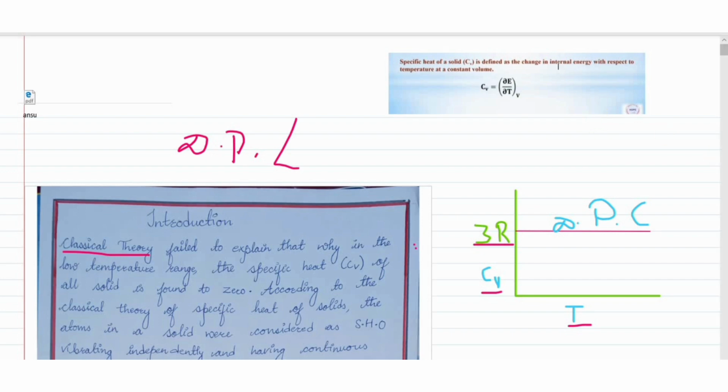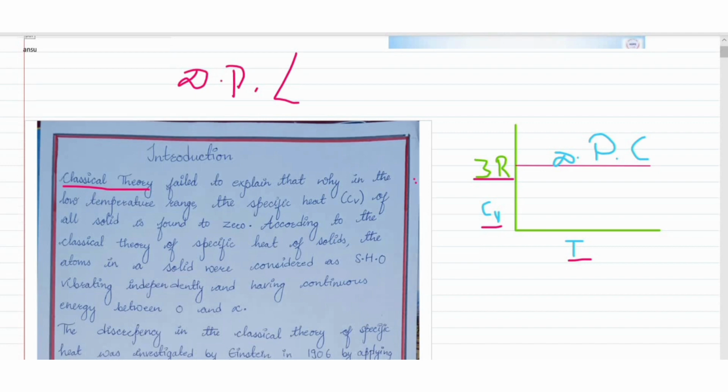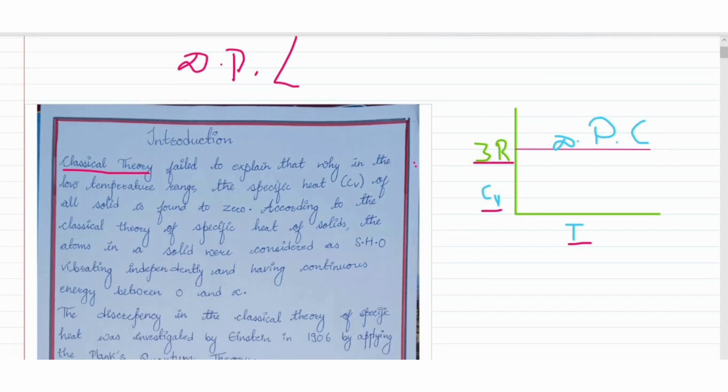Before Einstein and Debye's theory, there was a classical theory which was also known as Dulong and Petit's law. This law states that the specific heat Cv is independent of temperature. It is equal to 3R at high temperature and also at low temperature. This is the graph between specific heat Cv and temperature. It showed that the specific heat is equal to 3R at high temperature and low temperature.